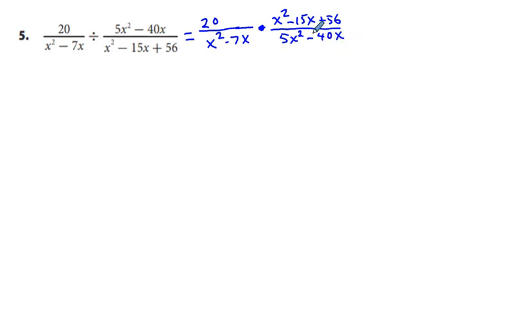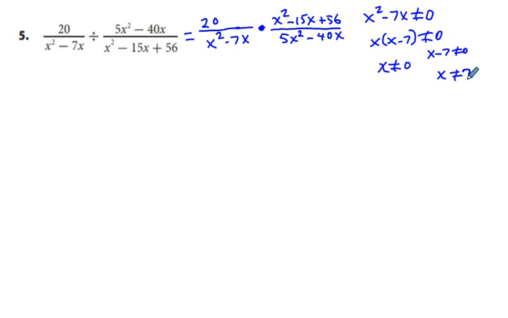And then to find our exclusions, we have our denominator in the first expression here. So we know that x squared minus 7x cannot equal 0. And then to factor this out, we would have our common factor of x times quantity x minus 7 cannot equal 0. So x cannot equal 0. And then we have x minus 7 cannot equal 0. So x also cannot equal 7. So here would be two exclusions.